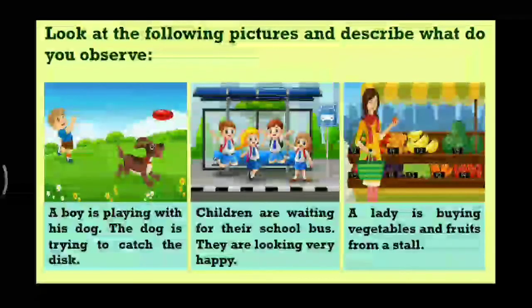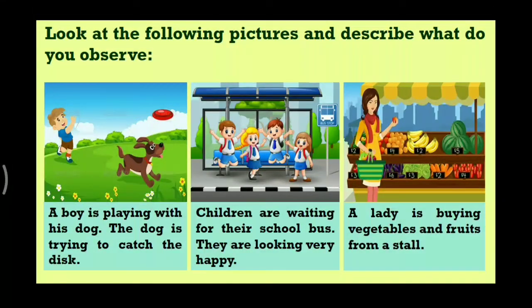discuss. Yes, a boy is playing with his dog and the dog is trying to catch the disc. And in the second picture, children are waiting for the school bus and they are looking very happy. And next, a lady is buying vegetables and fruits from a stall. You can see different types of fruits and vegetables in the picture. Okay. So, let's move ahead.